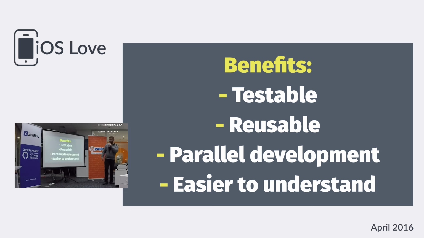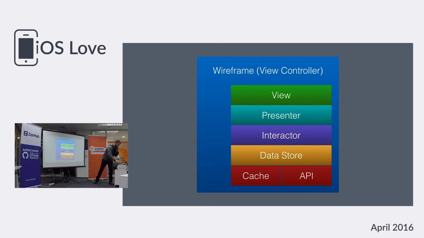Parallel development. I can give each one of these to a different person on the team and they can work on it at the same time. And easier to understand. Easy to explain what a networking layer does, hard to explain what, say, a profile view controller does if it does all of this stuff.